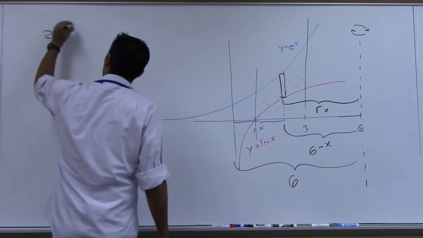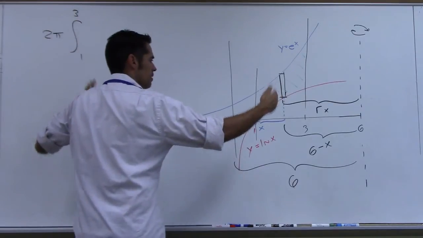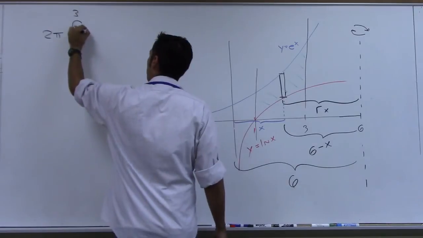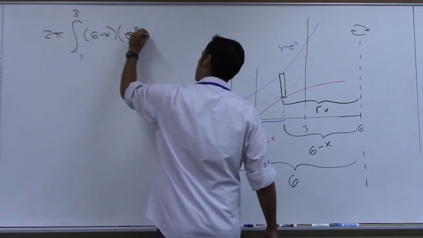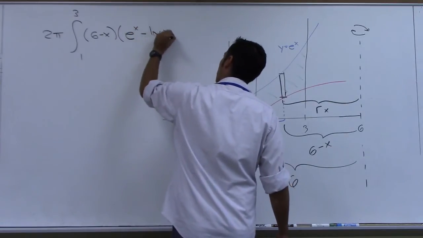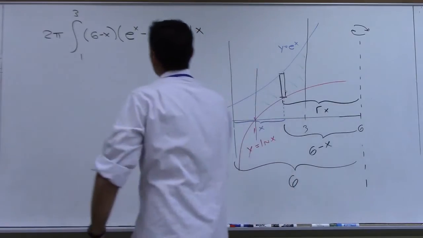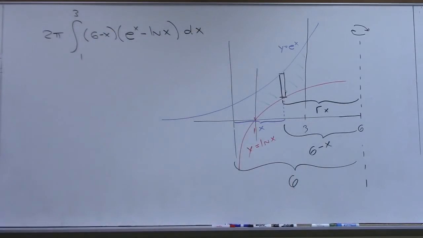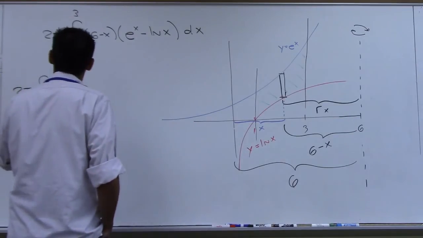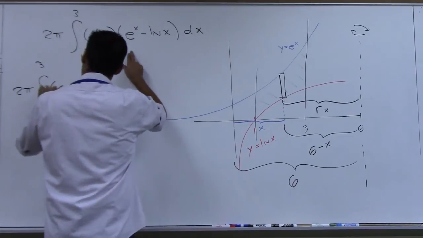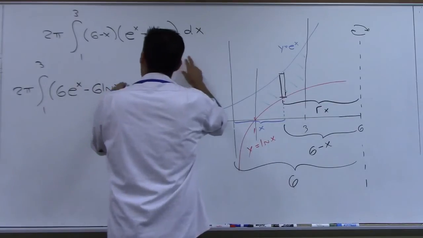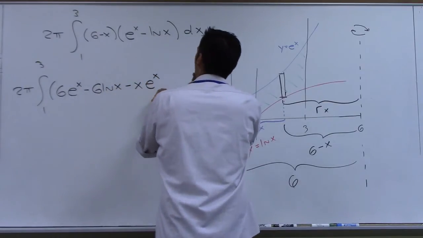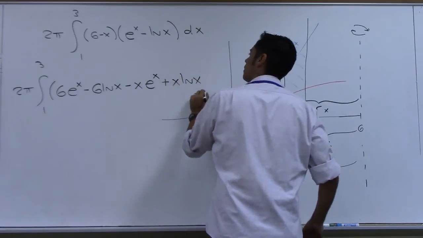So 2 pi integral 1 to 3, that's the bounds on x, 1 to 3. And then I have my r of x, which was 6 minus x. And then the top function, e to the x minus natural log x dx. And you'd have to multiply that all out, wouldn't you? Let's multiply it out, just to see what we'd be looking at here. We get 6e to the x minus 6 natural log x minus xe to the x plus x ln x.